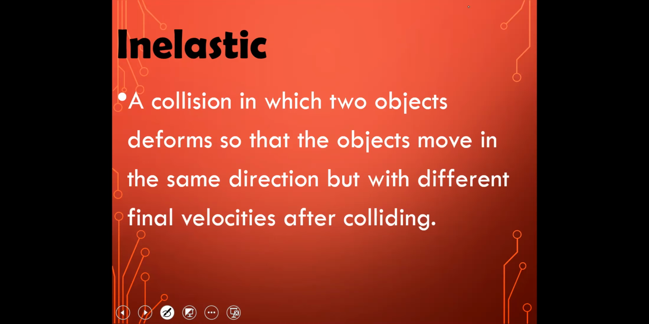Why? Imagine there's a car moving on the street, and another car collides with it. What will happen here? The first car will cause a deformation of the second car. The shape of the second car will change because of the accident. Then they will move, both of them with different velocities. When they collide with each other, both of them are moving in the same direction with different final velocities.